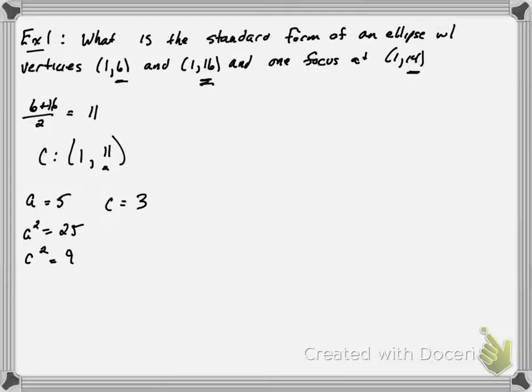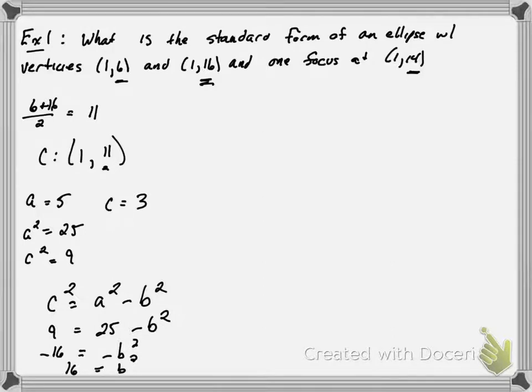So again, we're dealing with ellipses. We're dealing with c squared equals a squared minus b squared. So let's plug this stuff in. c squared is 9, equals 25 minus b squared. Solving it, negative b squared equals negative 16. b squared equals 16.